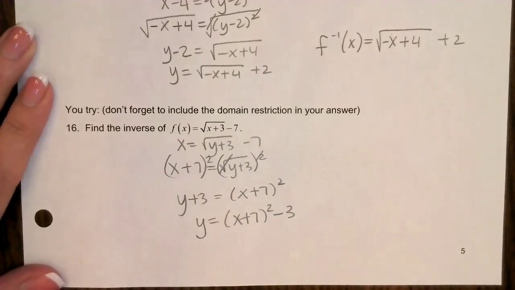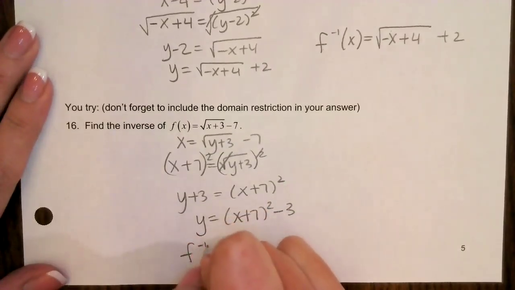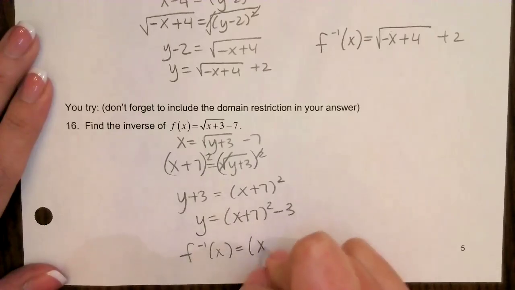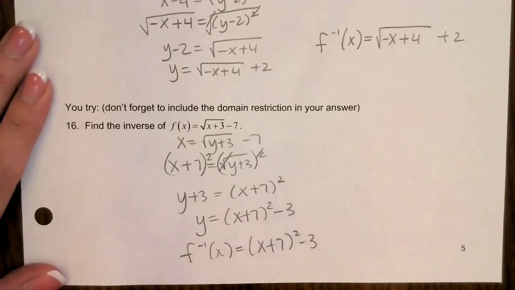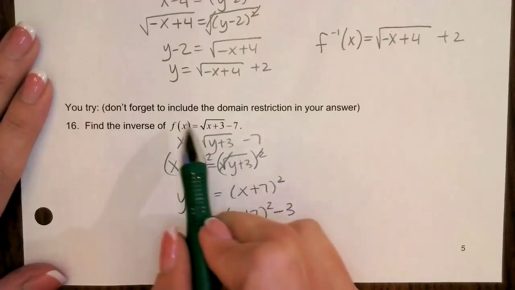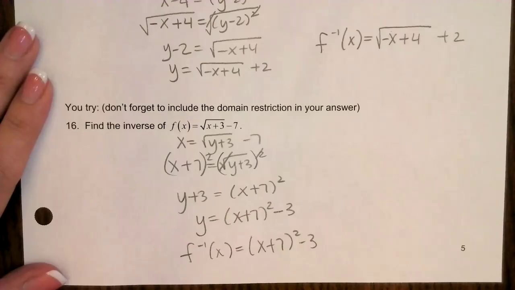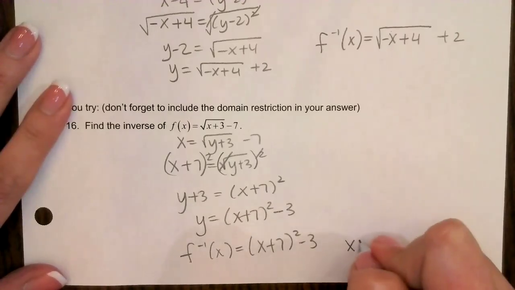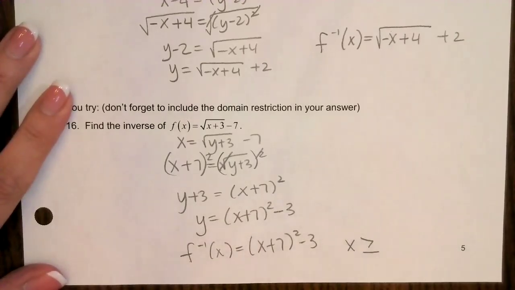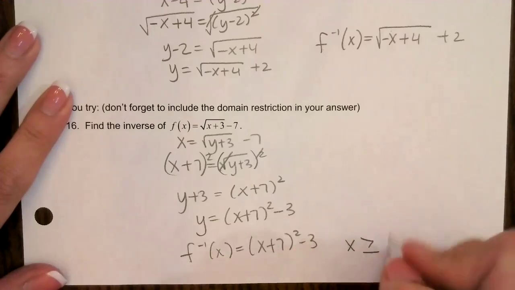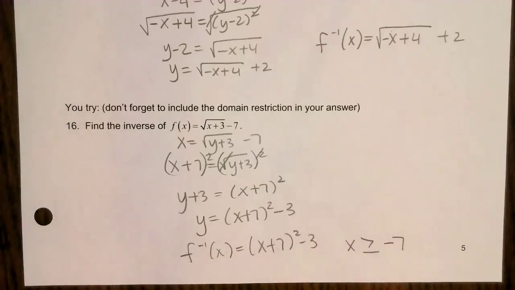Now, when I declare it's inverse, I write it in the proper notation. I need to put my domain restriction because I know that this is a full parabola and this is only a part of it. So I want to put my domain restriction, and so I'm going to say x is greater than or equal to, my vertex right here is at -7, -3. So I want it greater than or equal to -7. That's inverse functions.